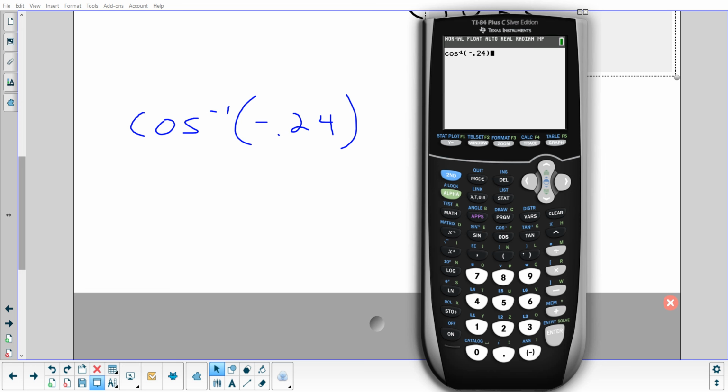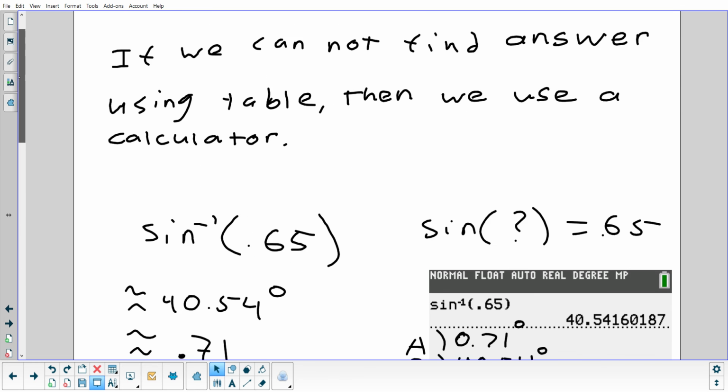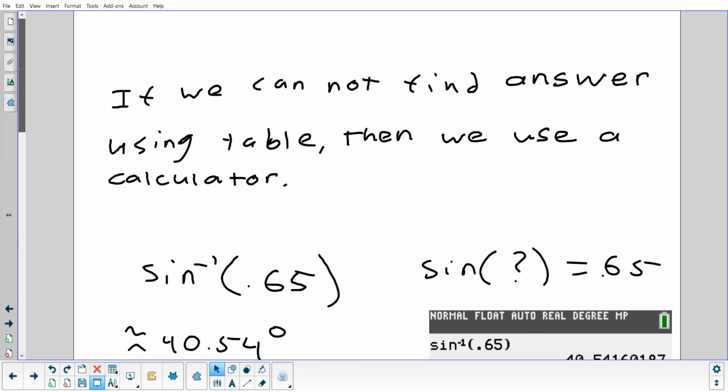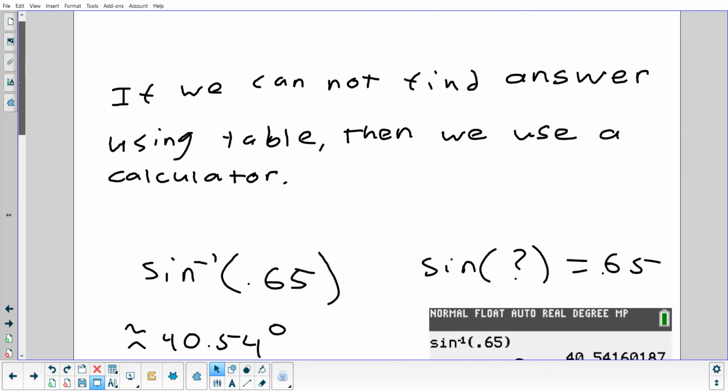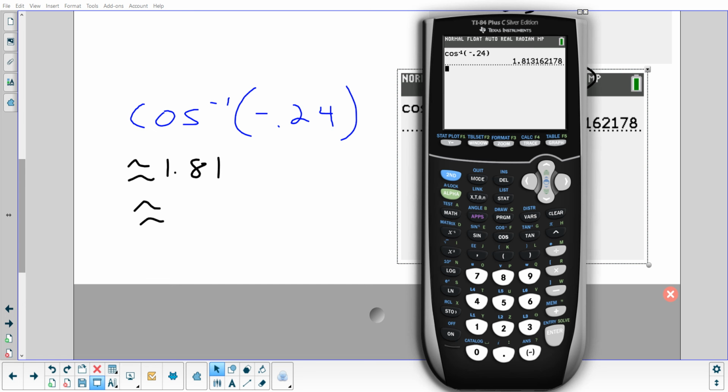So, inverse cosine, negative 0.24. Hit enter. And that is the correct answer in radians. This question didn't really ask you to use radians or degrees. So if it doesn't say, you can do whatever you want. On the homework, it might allow you to do whatever you want, but on the test, I will ask for one or the other. All right, and I'll do it in degrees real quick.